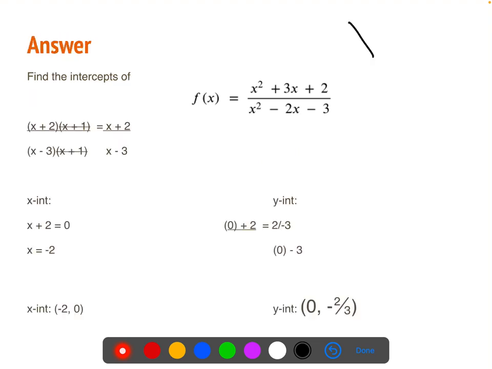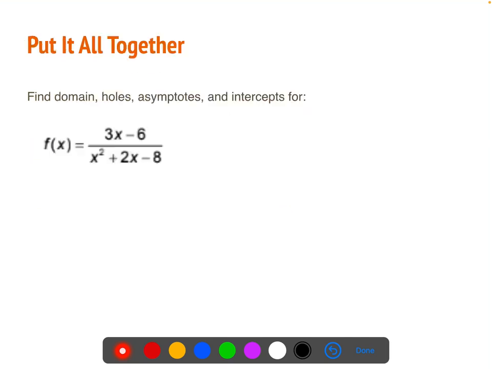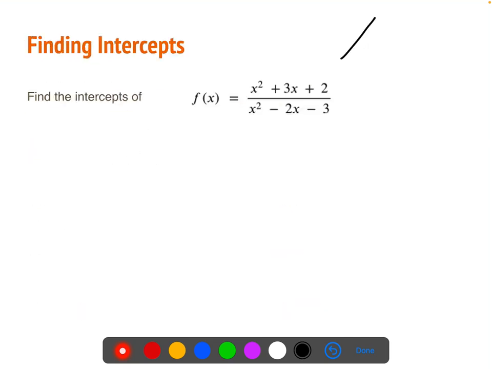So let's find some intercepts. Well, you should factor it first because that's going to get rid of some things that you don't need. So I'm going to factor using the big X. Oops, let me go back. There we go. Here's my big X.